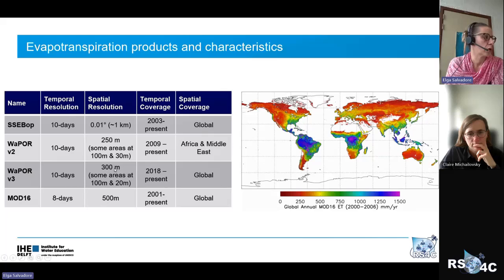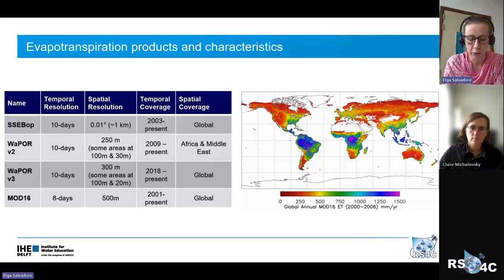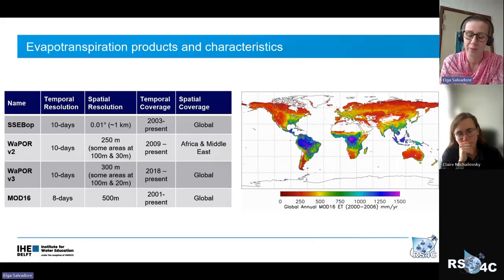One of the newest developed is probably the Vapor version 3, and you have data every 10 days on evapotranspiration at 300-meter resolution. So you have pixels of 300 by 300 meters. But it's only available from 2018. So you see it's a little bit of a newer type of product compared to precipitation. So you only have about 20 years of data, which is probably a lot more than what we have in terms of in situ measurements.